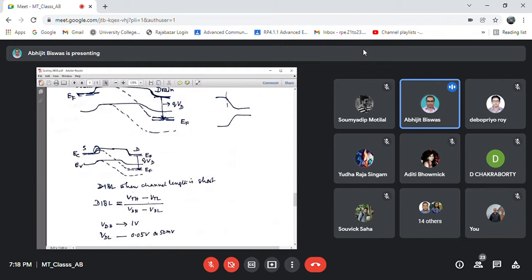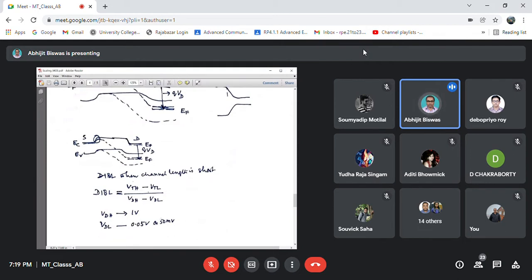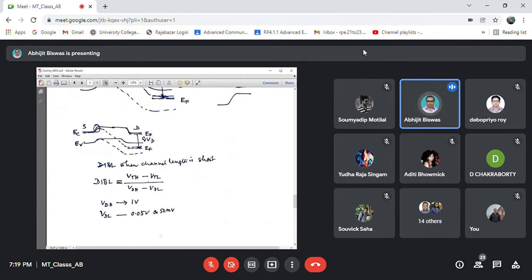nanometer. DIBL can be mathematically calculated using this formula: VTH minus VTL, where VTH means threshold voltage at higher drain bias and VTL means threshold voltage at lower drain bias, divided by VDH minus VDL, where VDH means higher drain voltage and VDL means lower drain voltage. Higher drain voltage means you can apply 1 volt, and lower drain voltage means 50 millivolt or 0.05 volt. Sometimes we also apply 20 millivolt for the lower drain bias. In this way, you can compute the value of DIBL, and you can use the unit volt per volt or millivolt per volt, as sometimes given in many papers or books.